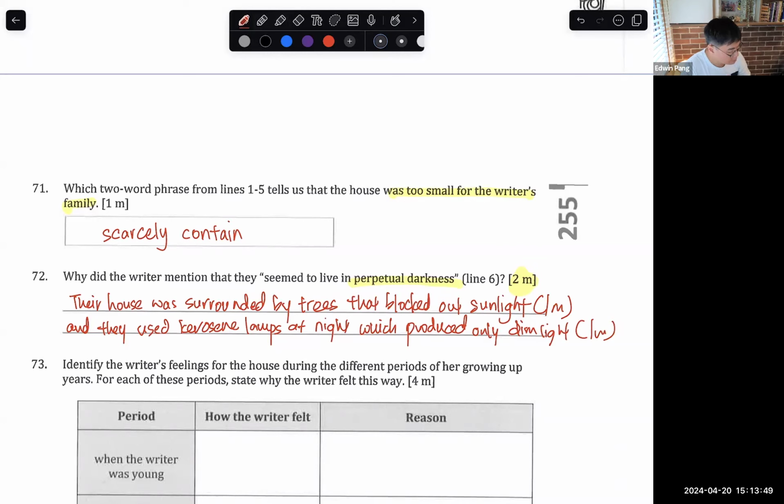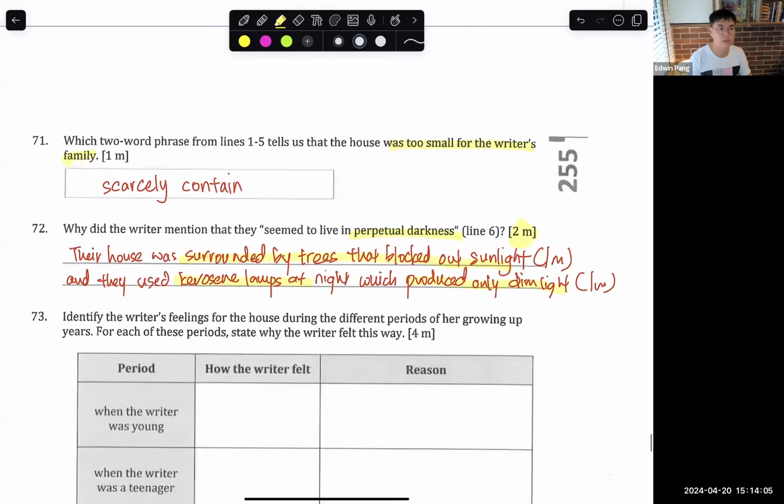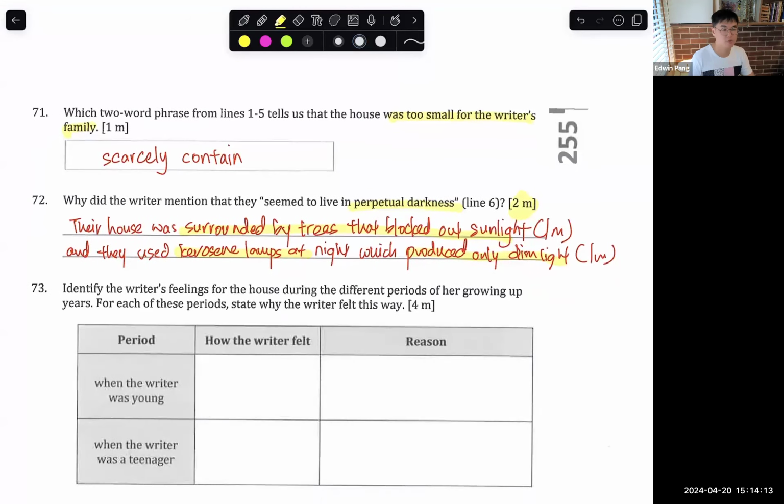For the one, it's surrounded by trees that block out sunlight. For the other, it's kerosene lamps. They produce only dim light. As long as you have these keywords, you will get 2 marks, even if there are some mistakes with your grammar or your connection is not very smooth. As long as you have these 2 main points, you can mark yourself correct. This section does not penalize you for language or spelling. So no problems. Just make sure you have that.